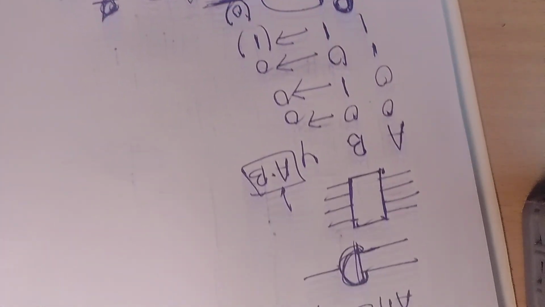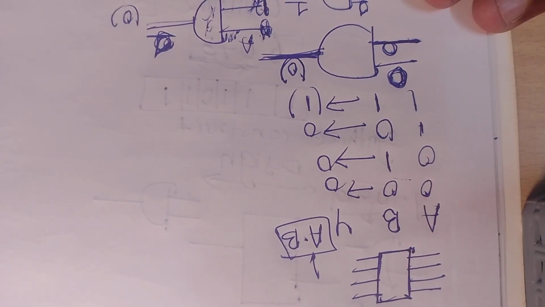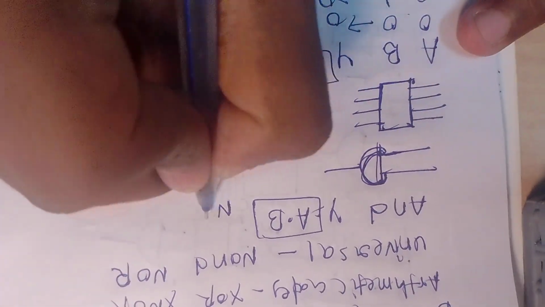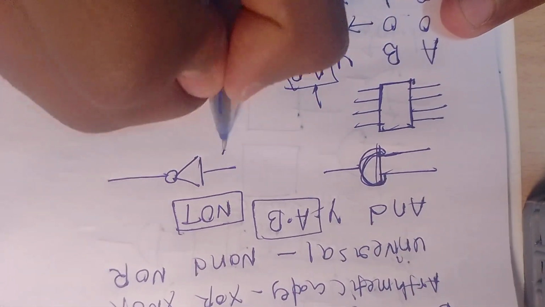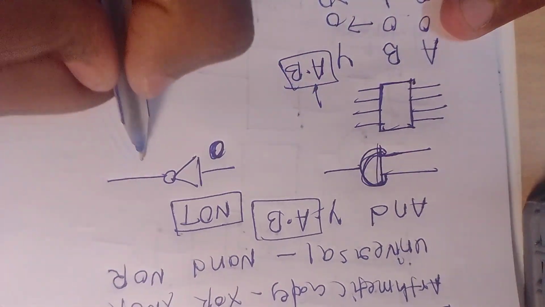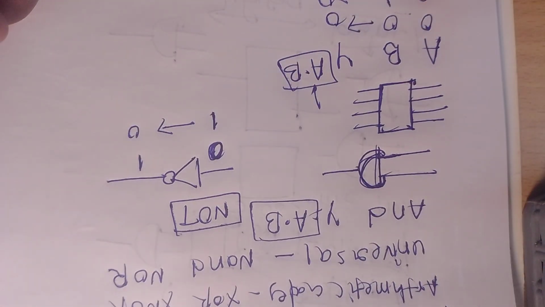This is nothing but the AND gate, and we have seen how the inverter works. Now what is a NOT gate? A NOT gate is nothing but an inversion operation. If you are negating the input, for example if you apply 0 you will get 1, and if you apply 1 it is 0. So this is nothing but an inverter.